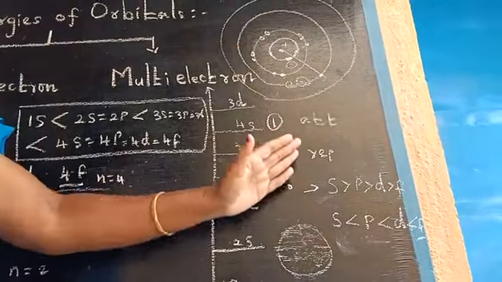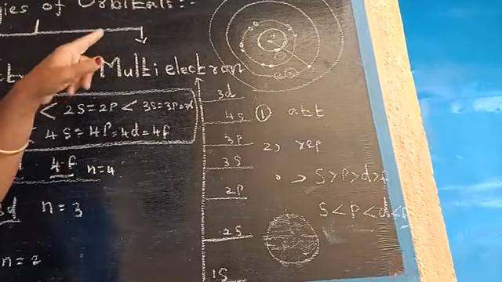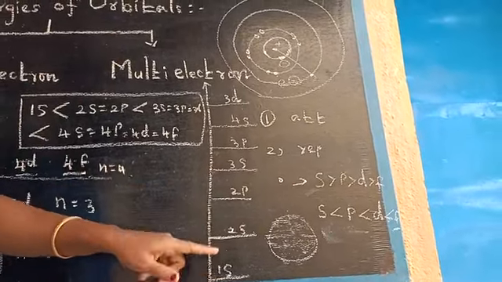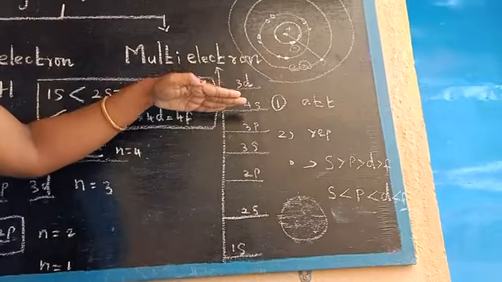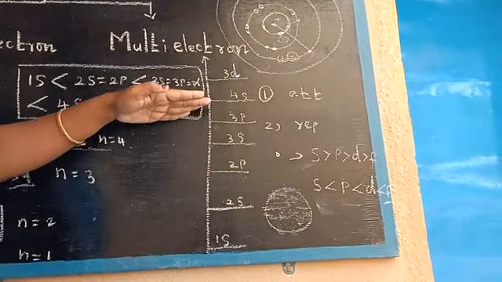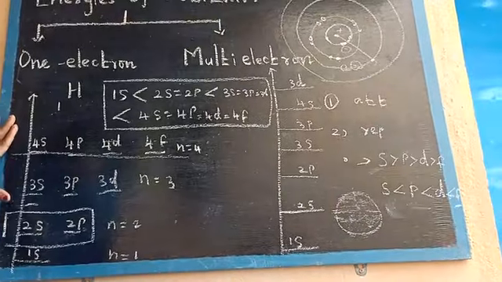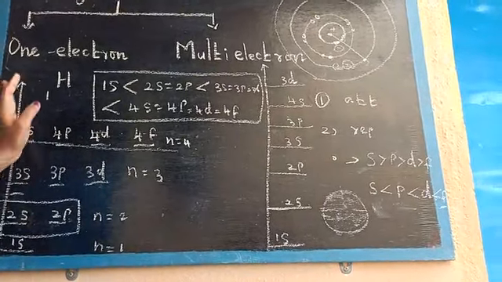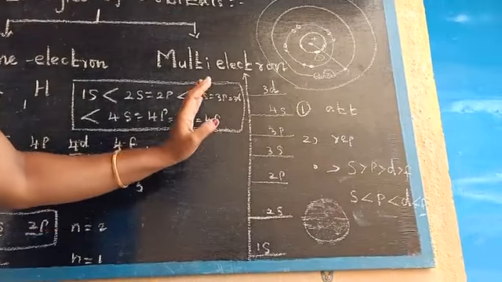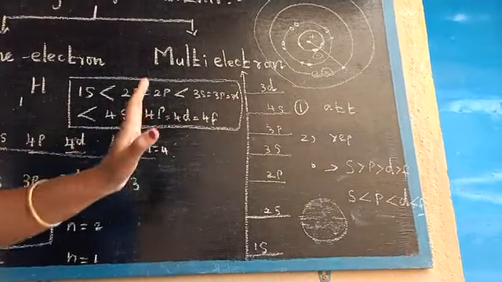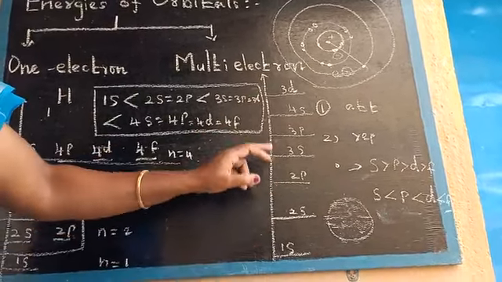Due to this reason, in a multi-electron system, the orbitals are split in energy levels. But in a one-electron system, we follow this order only. In a multi-electron system, we follow this order: 1s, 2s, 2p.